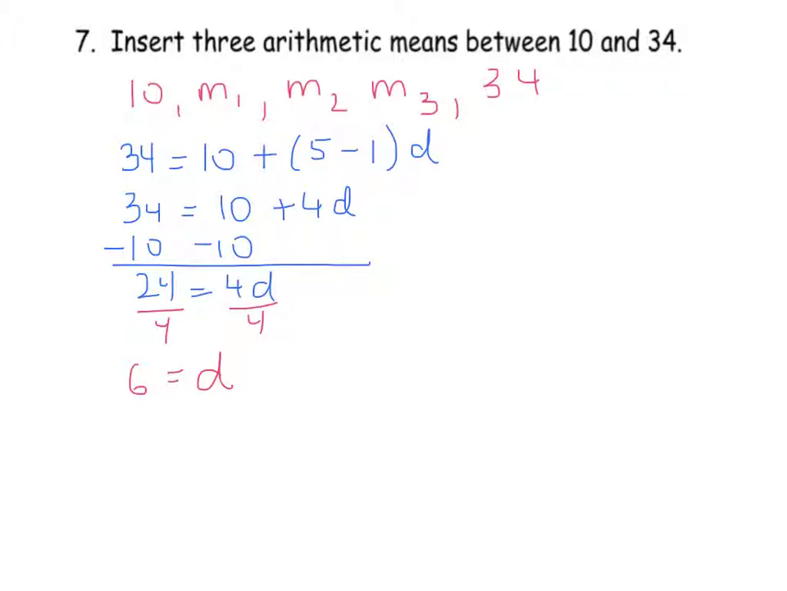Therefore, my first term is going to be 10. My second term is 16. My next term is 22. The next term is going to be 28. And the last term is 34. Between every term, I can see that the common difference is going to be 6.